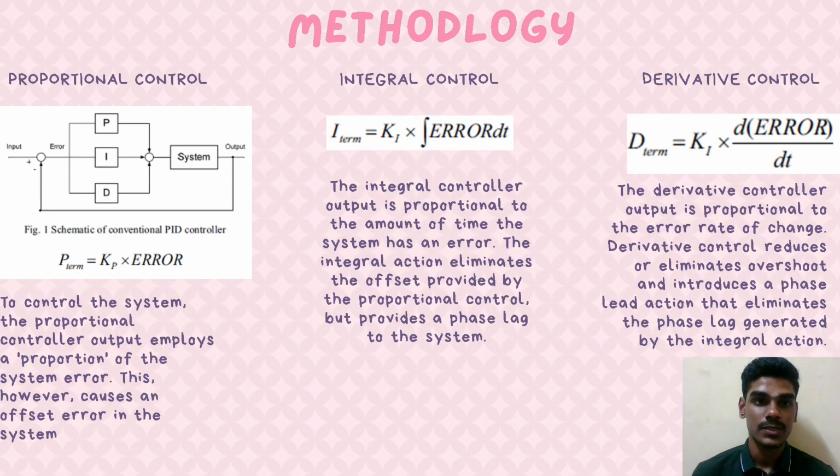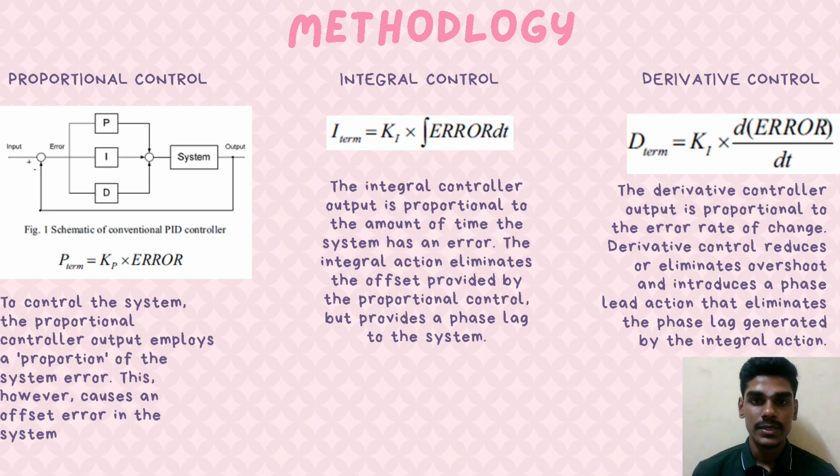Now we are going to the controller. The first is proportional control, and this is the schematic diagram, and down is the formula for the controller. To control the system, the proportional controller output employs a proportion of the system error. This, however, causes an offset error in the system.